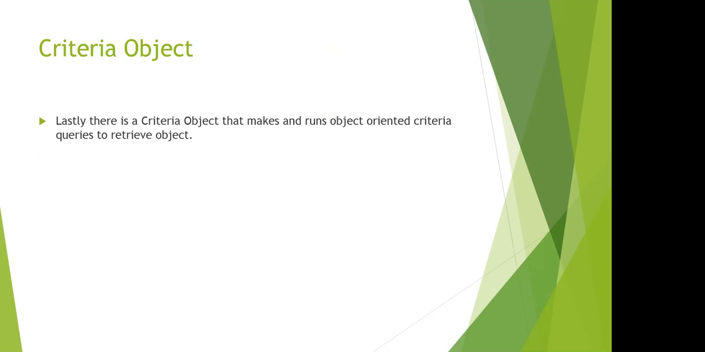Lastly, there's the criteria object, which makes and runs object-oriented criteria queries to retrieve objects. So essentially, you can query objects from one or the other. You can pull just big hunks of code that way.